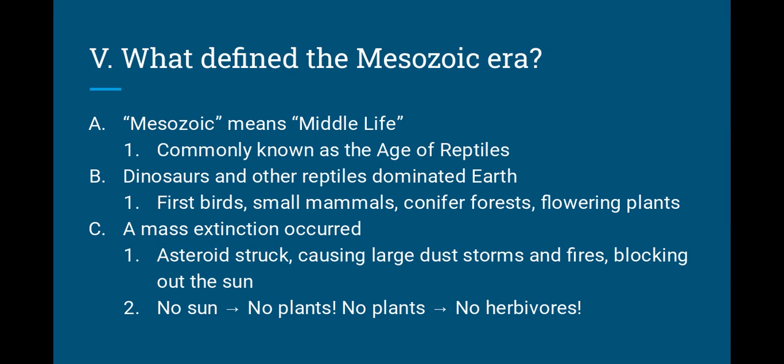If the sun gets blocked out, then plants can't live. And if there's no plants, then there's no herbivores. And then if there's no herbivores, then there's no secondary consumers. So at the end of the Mesozoic era, this is called the Cretaceous extinction, 2/3 of all land species went extinct.